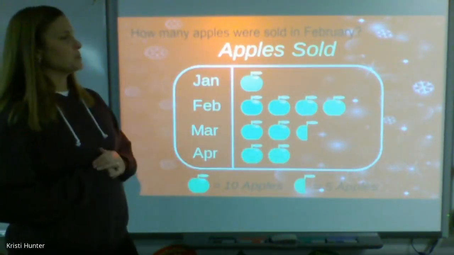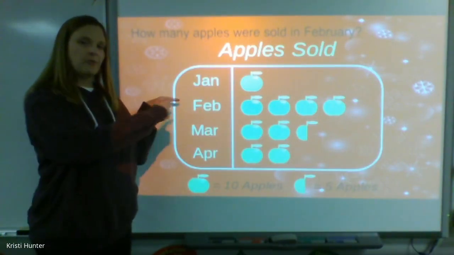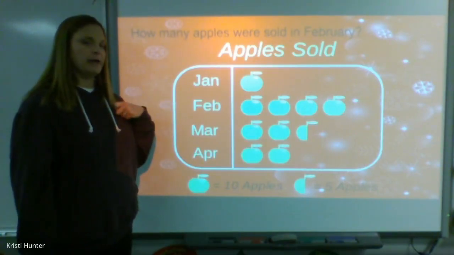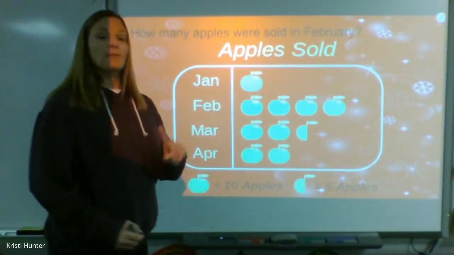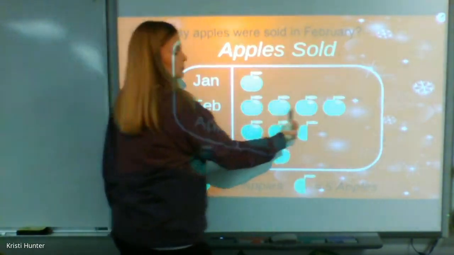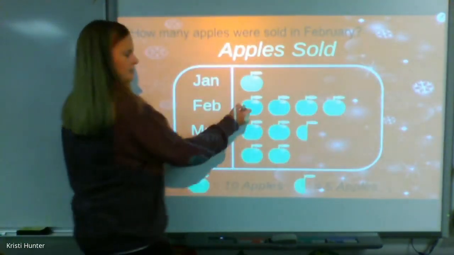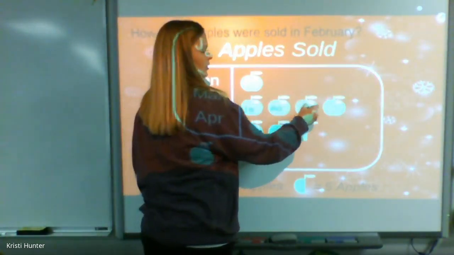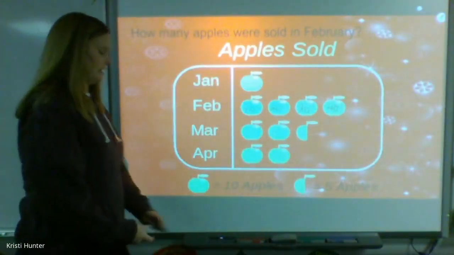So let's see if we can answer some questions about this graph now. How many apples were sold in February? So take a look at February and recount those apples. How many apples were sold in February? If you said 40, you're right. Because remember, we don't count them 1, 2, 3, 4. Each apple is worth 10. So we would count this 10, 20, 30, 40. So February sold 40 apples.